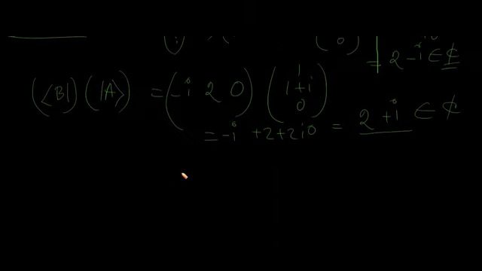So we can see that whenever we multiply this bra and ket, like we used to multiply a row vector and a column vector, we can extract a number. And this is similar to a dot product of vectors. In fact, this is called an inner product.